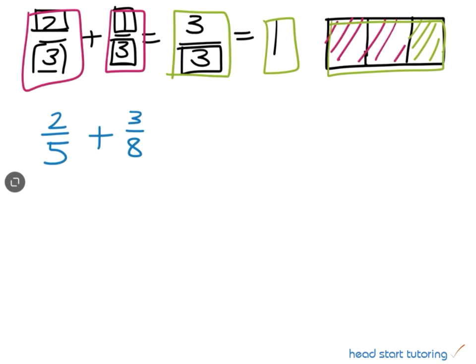So if we count in 8s, we've got 8. 5 does not fit into 8, so 8 will not be our lowest common multiple. 8, then 16. 5 does not fit into 16. Then we've got 24, no. Then we've got 32, and then we've got 40. So we know that 5 fits into 40. So our common denominator is going to be equal to 40.